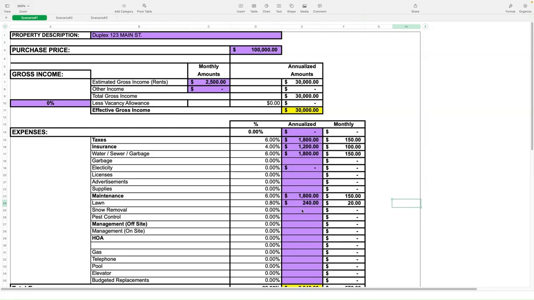For snow removal, depending on where your property is, some states get more snow than others. So for this example, it's going to be $360 a year. That's $30 a month. For pest control, $120 a year. That's $10 a month. Now, management off-site, aka property management.